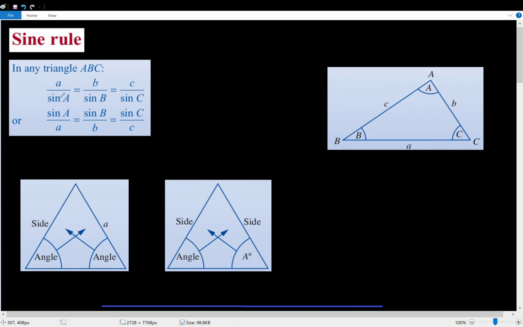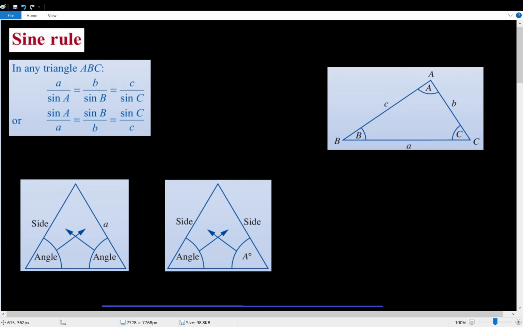So all this rule is saying is that the length of any side in a triangle over the sine of the angle opposite it is equal to either of the other two sides over the sine of the angle opposite them. In practice, we only realistically use two of these at a time, so we would only use two sides and their corresponding angles each time. We wouldn't use all three the way we've been shown in the rule.